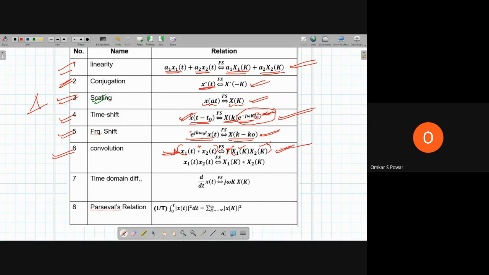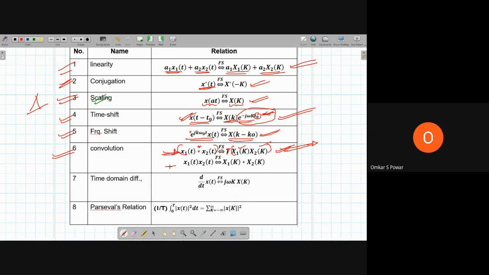So this property you'll be using in various things like control systems or DSP, because we hate convolution, right? We want to do a simple multiplication. So what you do is convert from the time domain signal to the frequency domain, and there you perform your easy multiplication. So convolution is nothing but filtering. Filtering in the time domain is easy if you multiply the same in the frequency domain.